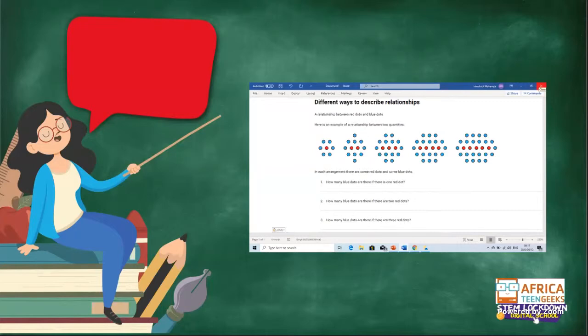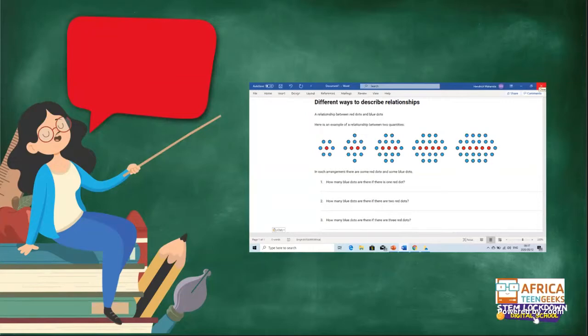Let's go to Rita. There are 14 dots. Sorry, you said how many dots are there if there are three red? So if there are three, you can just count how many blue. So it's 1, 2, 3, 4, 5, 6, 7, 8, 9, 10, 11, 12, 13, 14. Yes, there are 14. So all that you need to do really is to just count how many there are.